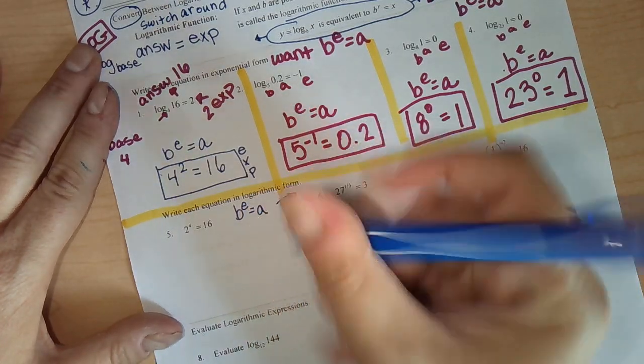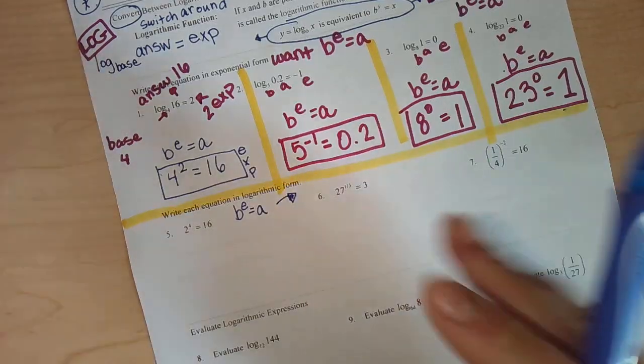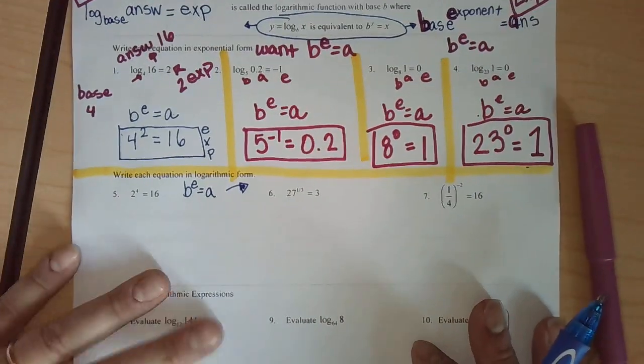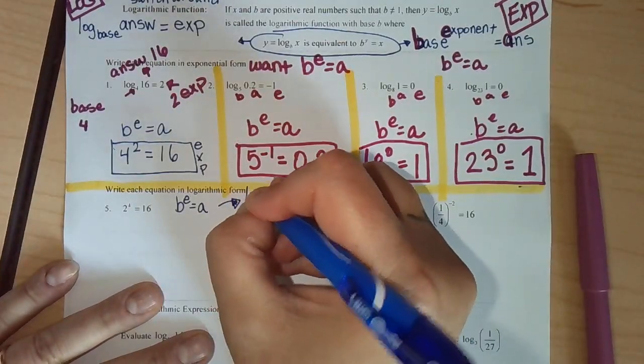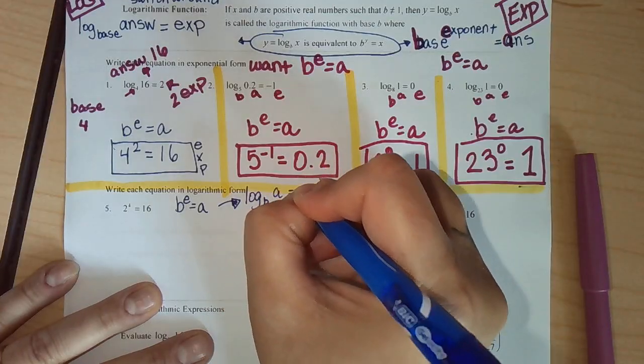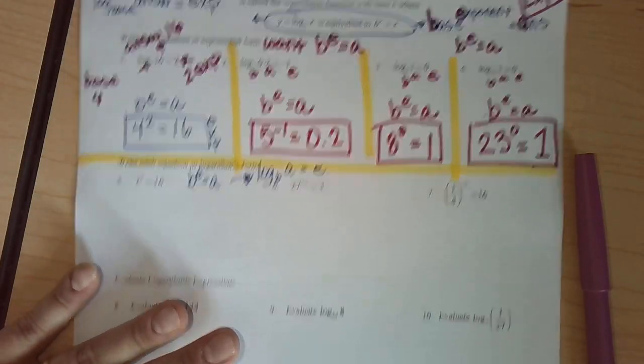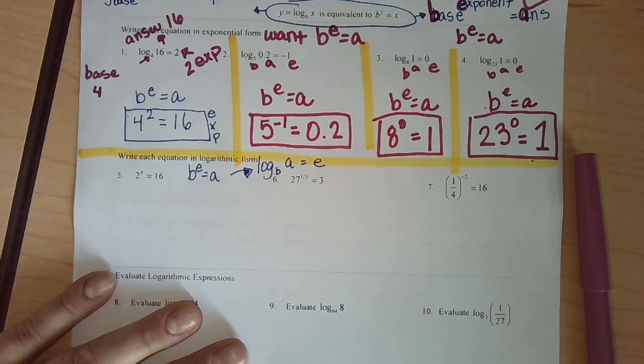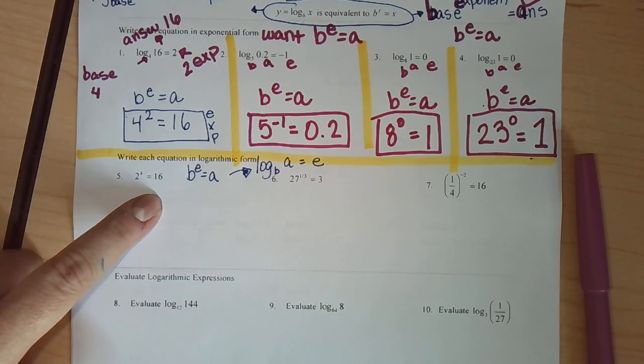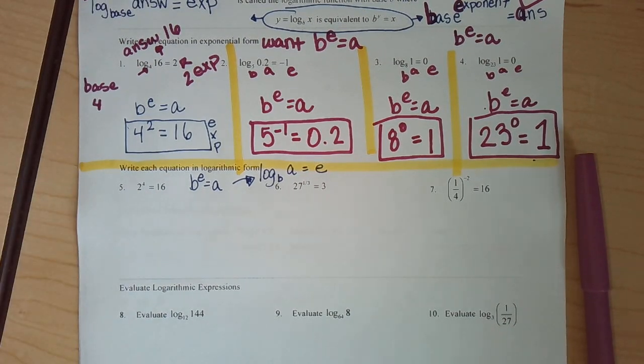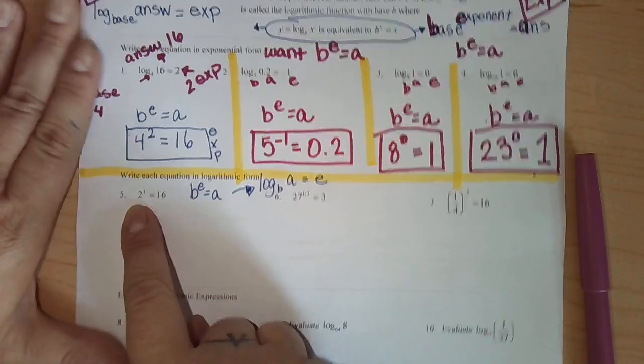But it says we end in logarithmic form. That means they want log base B. Okay, so let's look at this. 2 to the 4 equals 16. I'm not going to label it B-A-E.